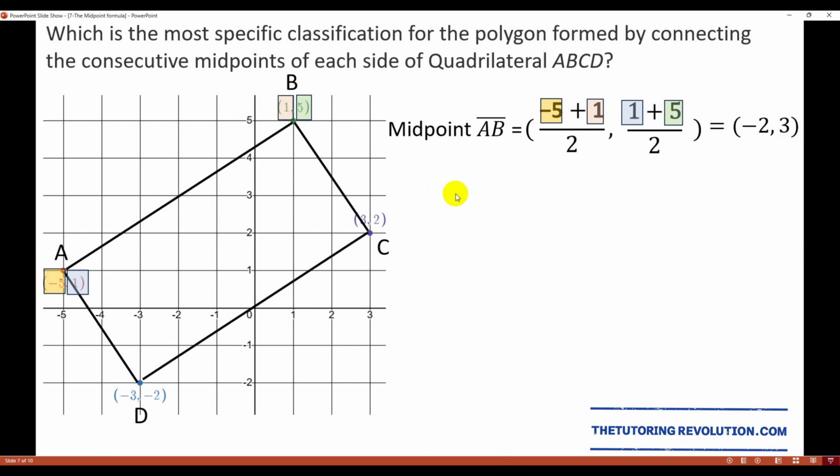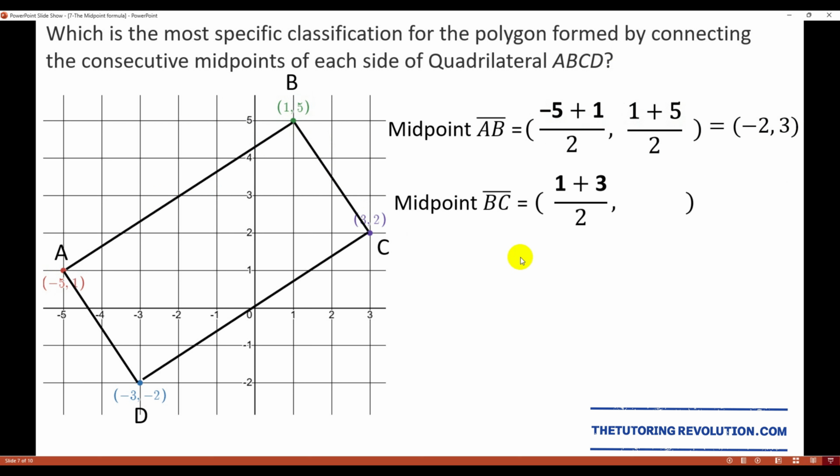Now let's find the midpoint for BC. Same protocol. We're going to add 1 plus 3 divided by 2 for the x part of the coordinate, and then 5 plus 2 divided by 2 for this part of the midpoint coordinate. So that gives us 2, 3.5.